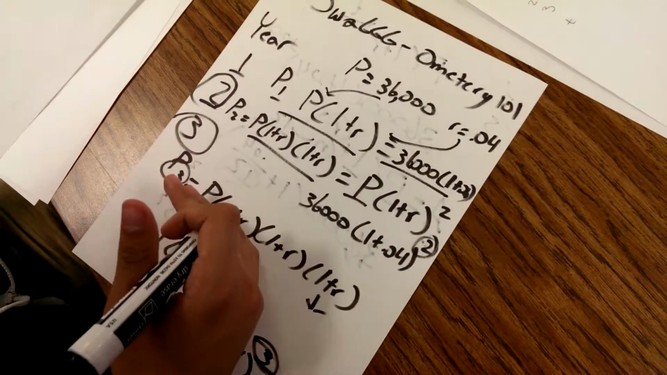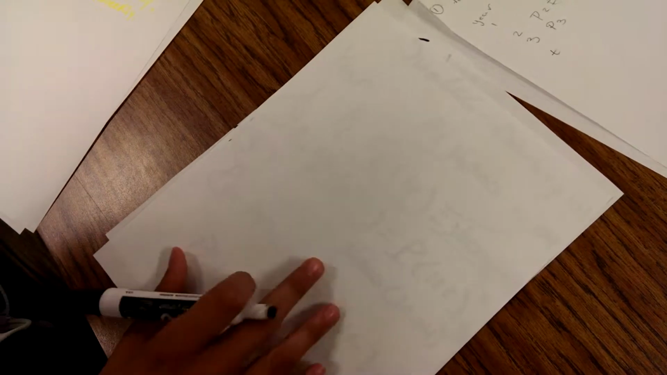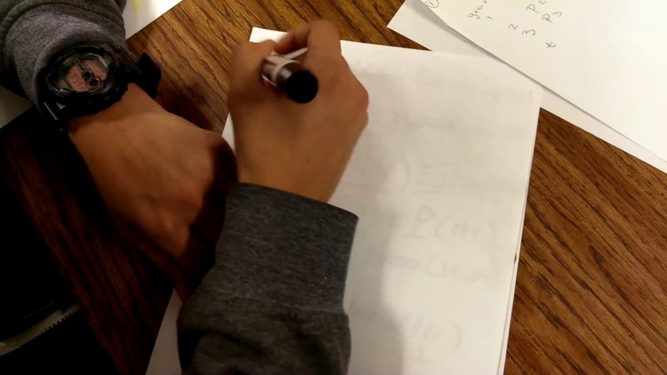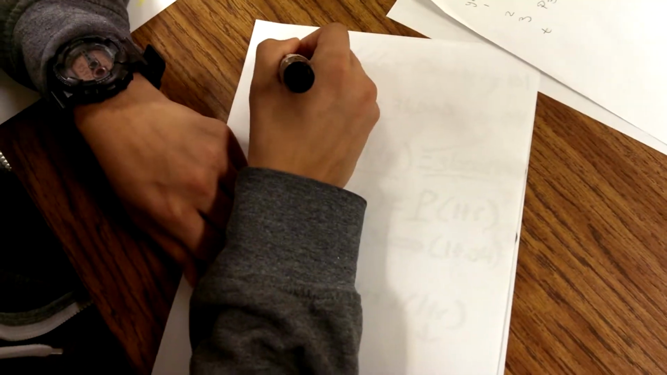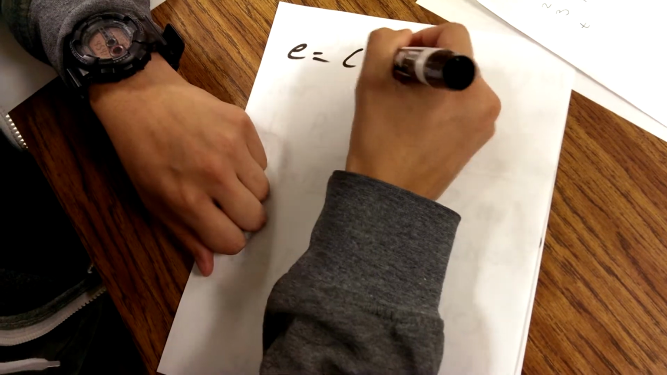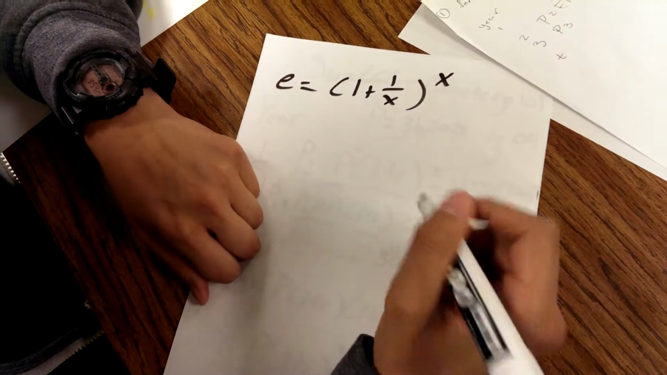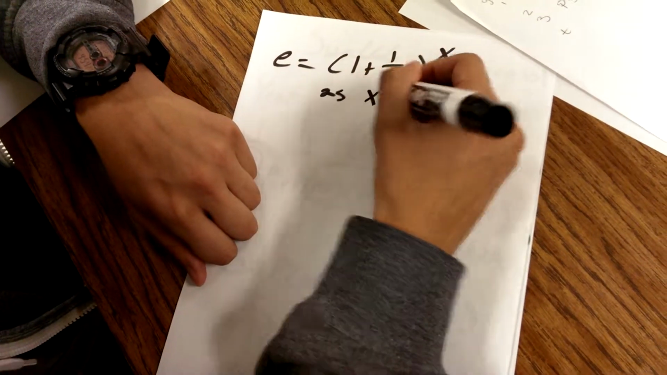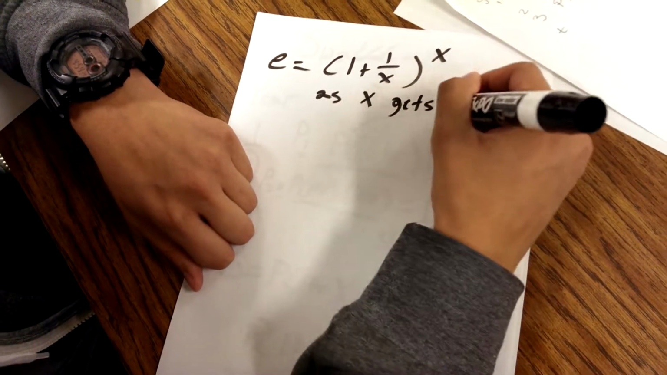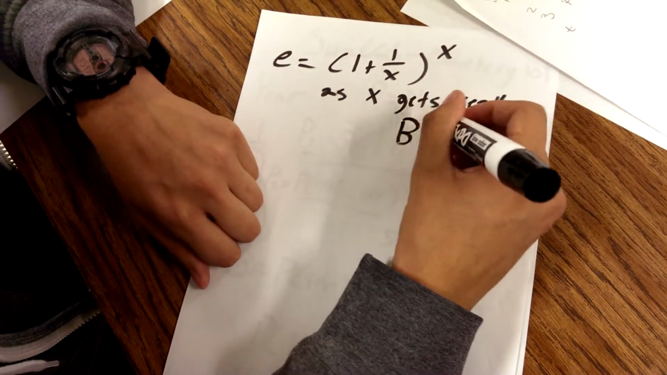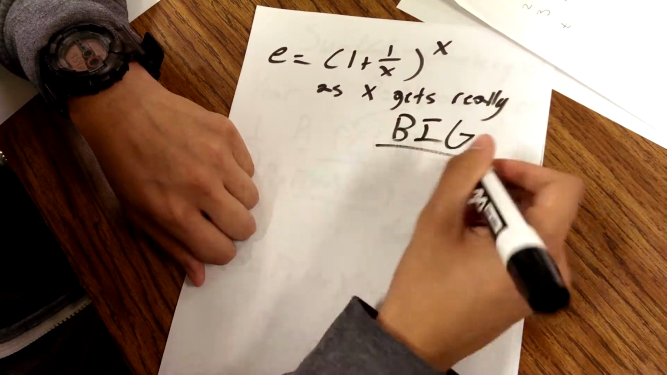Now, that's the compound interest formula. Let's go on into explaining what e is for a continuous compounding formula. e is simply 1 plus 1 over x to the x, as x gets really big. That is e.